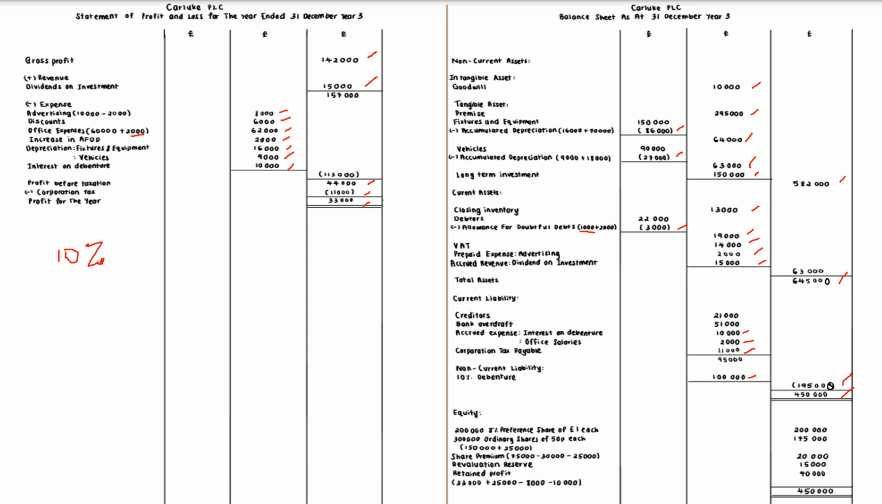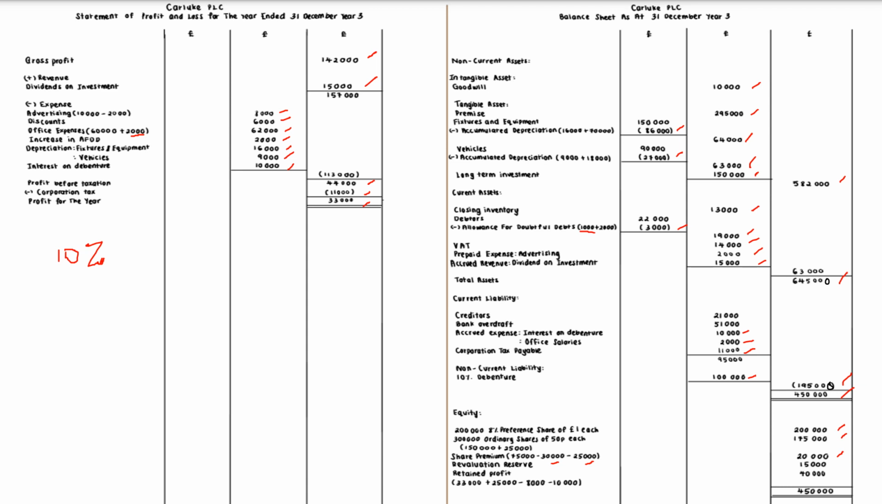Equity, you have your preference shares, ordinary shares. These are all given in your trial balance. So 200,000 and 175,000. Share premium, just now I've shown you the calculation. So 75,000 is the original value of share premium. You need to minus out the preliminary expenses as well as the bonus issue. Okay, because it has already been mentioned that preliminary expenses and bonus issue will be deducted from the share premium. So that will leave you with 20,000 share premium.